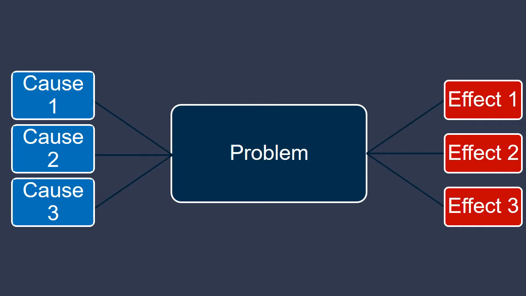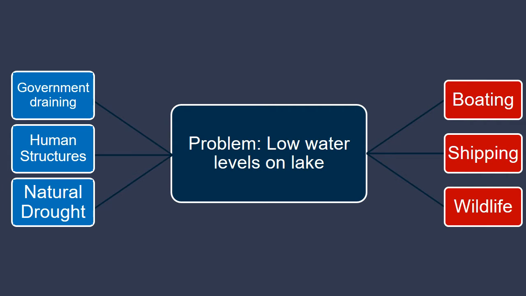There may be 1, 2, 3, 4, or more problems. It'll all depend on what you've learned from your sources. If we think of an example, we can look to the example problem paper about the low water levels on the lake. In the beginning of that paper, the author summarizes the main negative effects on people's ability to do boating, shipping, and the impact on plants and animals, or the wildlife.